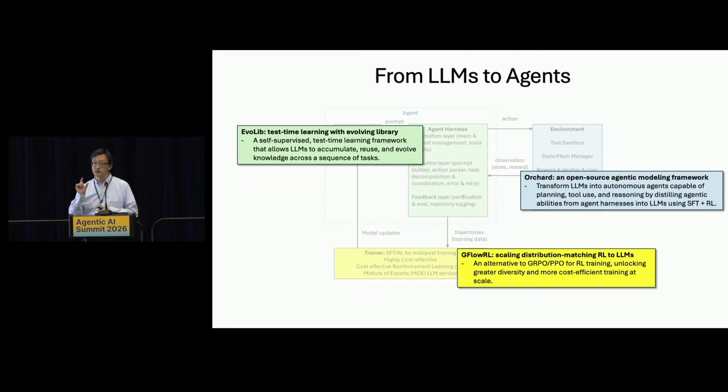So, for each group I will present an ongoing research project we recently released to the public, or are about to release. On the environment side, I will present Orchard, which is an open source agentic modeling framework for research. As for agent harness, I will describe a new test-time learning framework called Evolve Lab, which allows large language models to accumulate, reuse, and evolve knowledge across a sequence of tasks. And on the model trainer, I will present GFlowNet, a new reinforcement learning method, which I really hope can provide an alternative to the dominating RL methods such as GRPO or PPO, because this new method unlocks great diversity and turns out to be a more cost-effective training method.